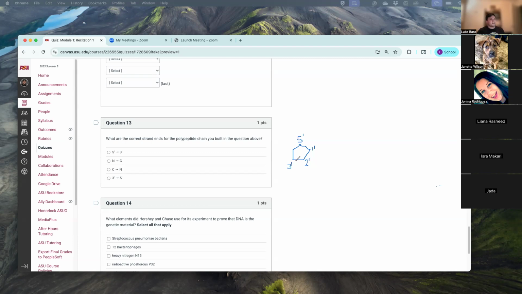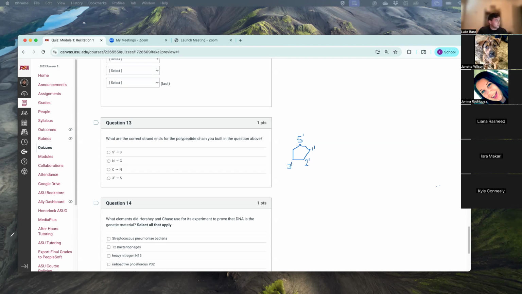I encourage you to look that up too, because the diagrams you find online will be a lot better. But that's just the orientation. The N to C is called the N terminus and the C terminus, because the N stands for the amine group that's part of the polypeptide chain, and then the C is a carboxyl group that goes on the back end.